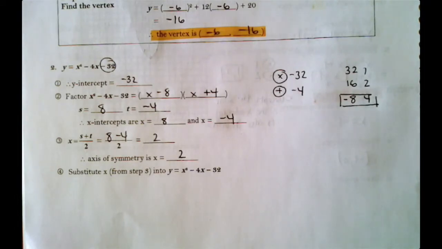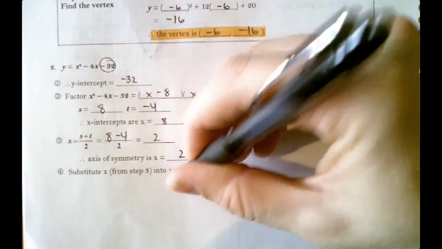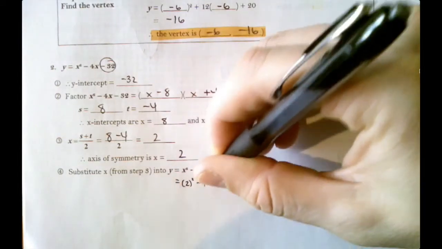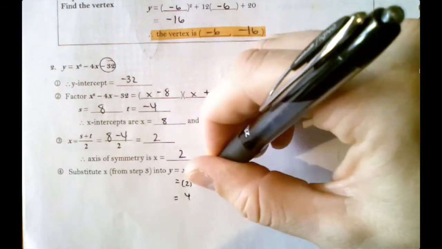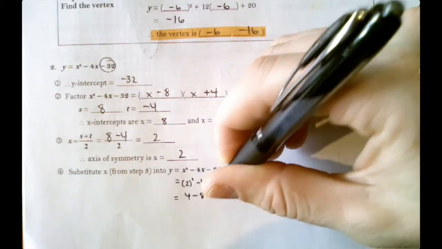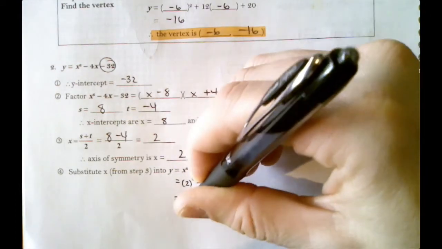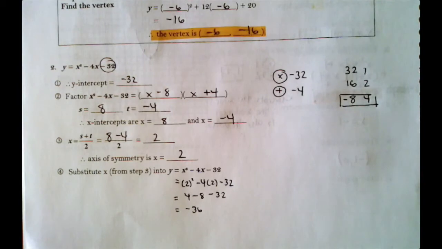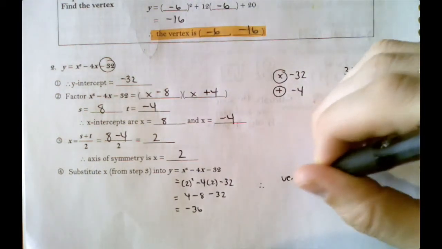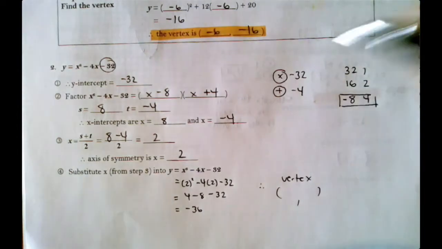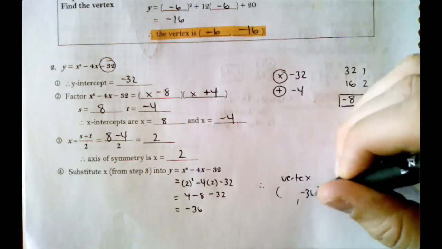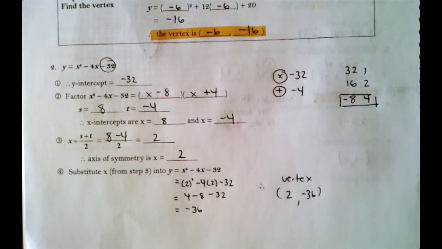And to find the vertex, we put 2 in our equation. So we get 2 squared minus 4 times 2 minus 32. 2 squared is 4. -4 times 2 is -8. Minus 32. We get -36. So our vertex is 2, -36. That was our answer when we plugged in 2. And there we go. That's the 4 steps to graphing. We take our y-intercept, our x-intercepts, our axis, and our vertex, and we plug them in.